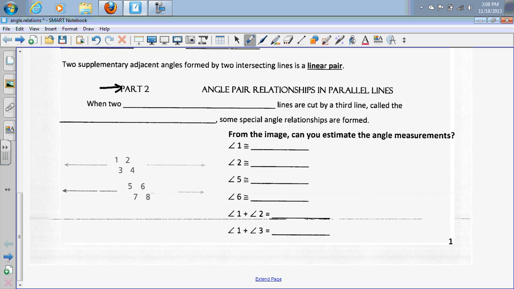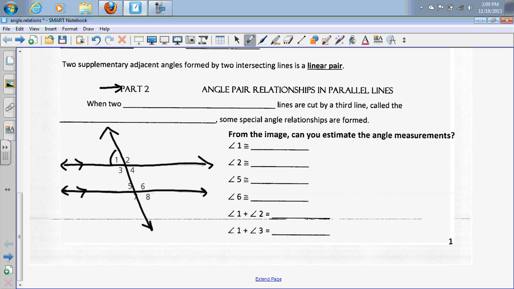It says when you have two lines, here I have two lines right here. Okay, these lines are, if I give you this symbol, they are parallel. And they are cut by a third line that looks something like this. So this is angle 1, this is angle 2, this is angle 3, this is angle 4, angle 5, angle 6, angle 7, and angle 8. Okay, that's kind of what your diagram looks like here.